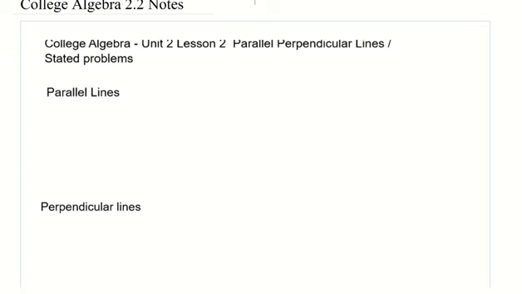Alright, so today we're going to talk about parallel and perpendicular lines and maybe also some word problems dealing with linear situations. Okay, so starting with parallel lines.